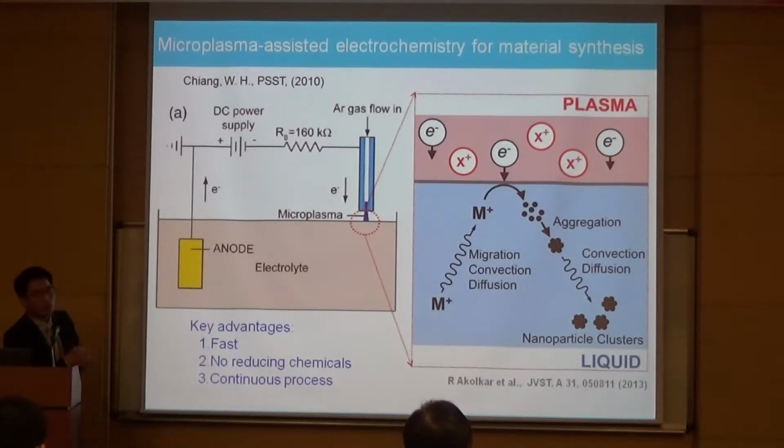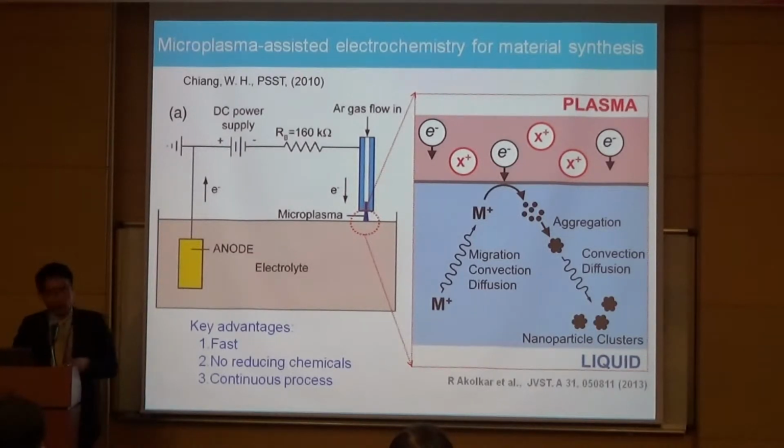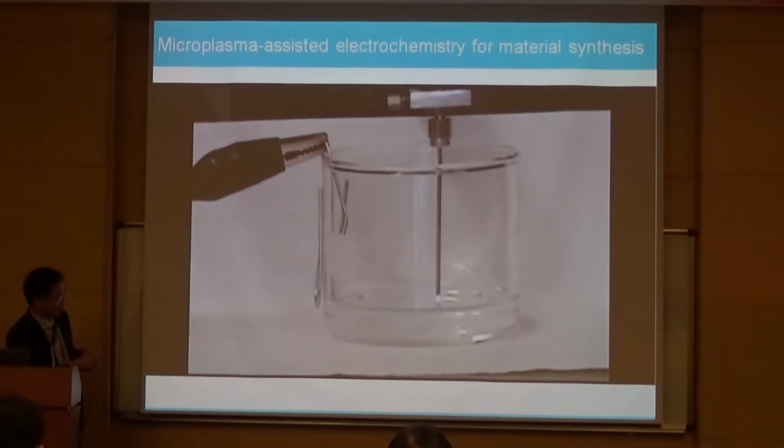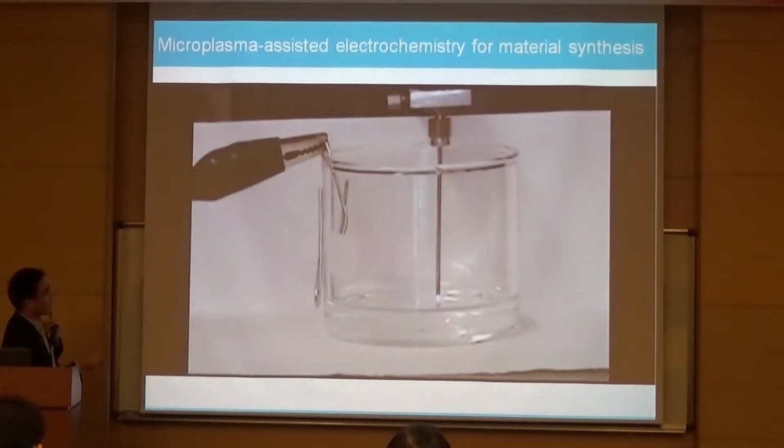Finally, we can do some reactor design using a microfluidic device or design some special microreactor. So potentially, this could be a continuous process. So I would like to show a video. As you can see here, we have the argon plasma, and the beam size is about 100 micron, and here is the platinum foil.